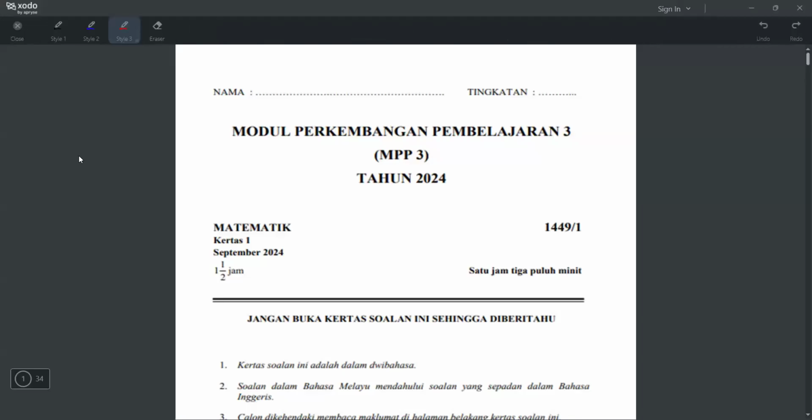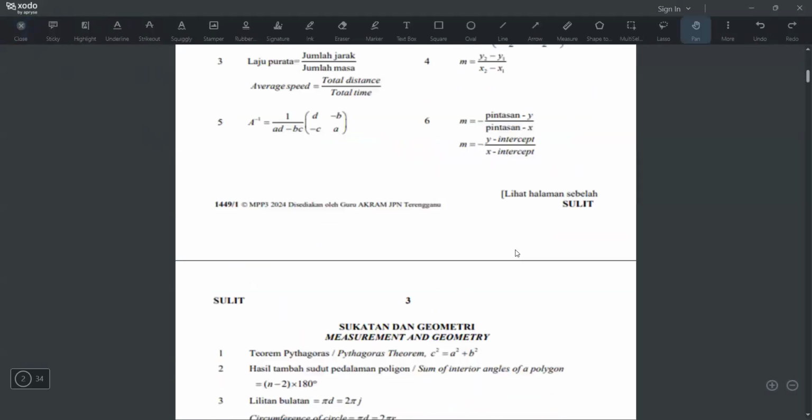Alright, in this video we will go through a maths trial paper. This is the Terengganu trial, 2024, and it's a maths paper, paper 1. Okay. Alright, so let's start with question 1.